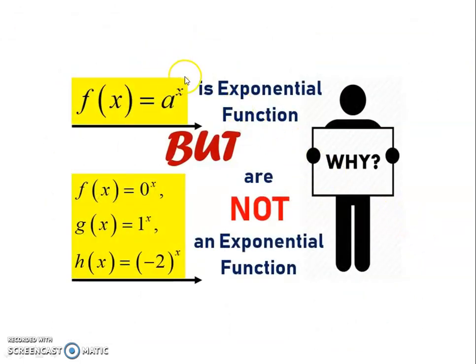We discussed that an exponential function is always in the form of a raised to x. But my question is: f of x equal to 0 raised to x, where I put the value of a as 0. In the second function I put the value of a as 1, and in the third function I put the value of a as minus 2. These are not exponential functions. Why? Think about that statement. I will give you 5 seconds.